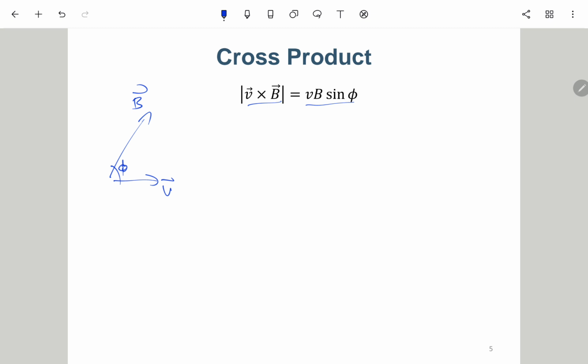Pointing out of the page. We will use a circle with a dot to demonstrate that this vector is pointing out of the page. So this is V cross B and it is out of the page. If a vector is pointing into the page, we will use a notation like this, a circle with a cross. This means the vector is pointing into the page.